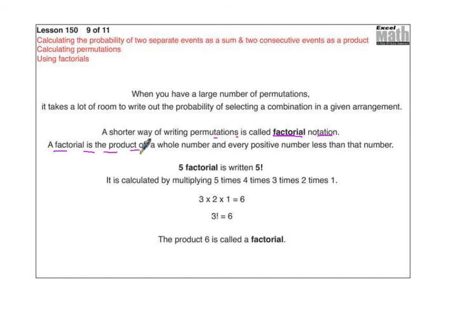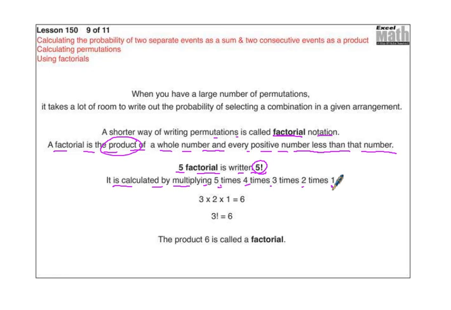A factorial is the product of a whole number and every positive whole number less than that number. Remember, a product is the answer to a what? Multiplication problem. Good, multiplication problem. So 5 factorial is written 5 with an exclamation point. It is calculated by multiplying 5 times 4 times 3 times 2 times 1. That's what 5 with an exclamation point means.